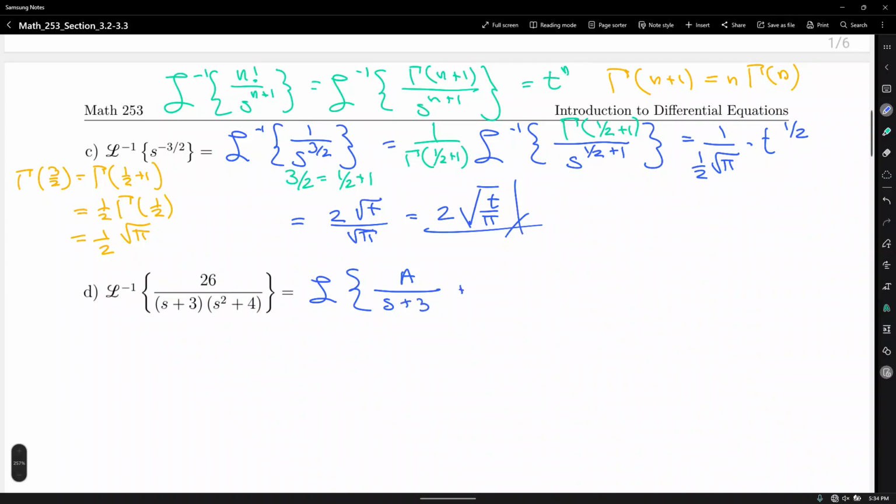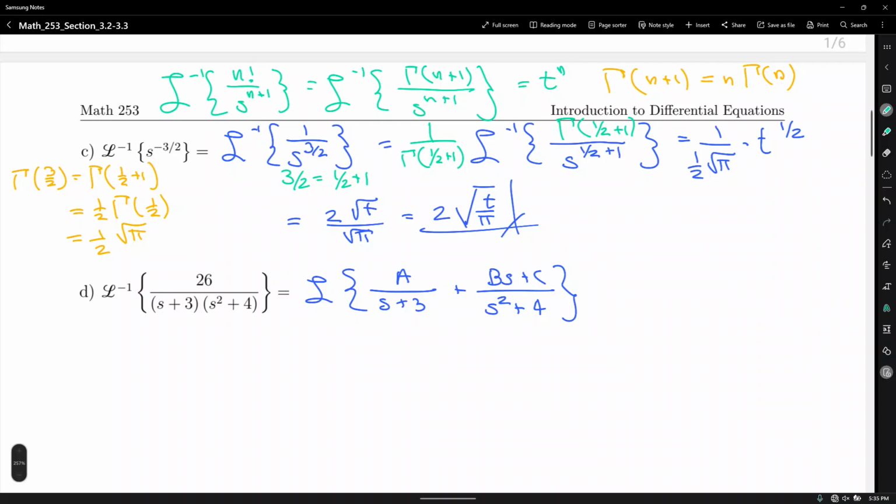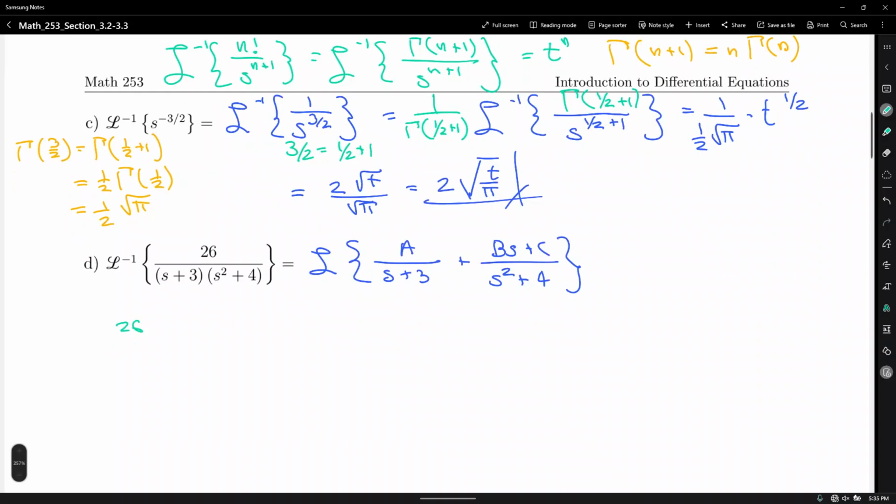Plus 3 plus bx plus c over s squared plus, oh, not bs plus c, bs plus c over s squared plus 4, all right? So, well, partial fraction decomposition. Let me use a different color for that. Okay, let me set this quantity, 26 over s plus 3 times s squared plus 4, equal to the same quantity, a over s plus 3 plus bs plus c over s squared plus 4.